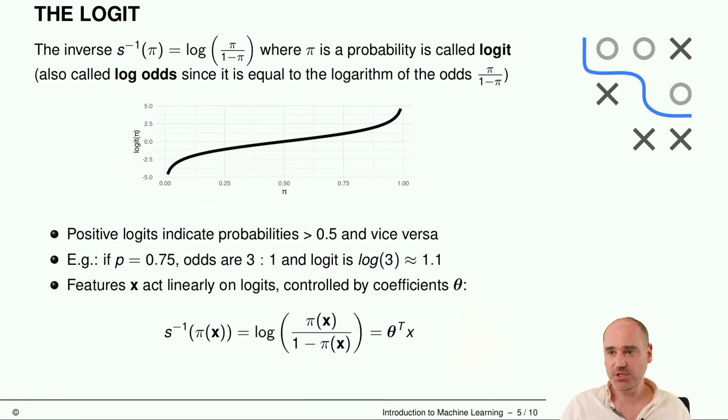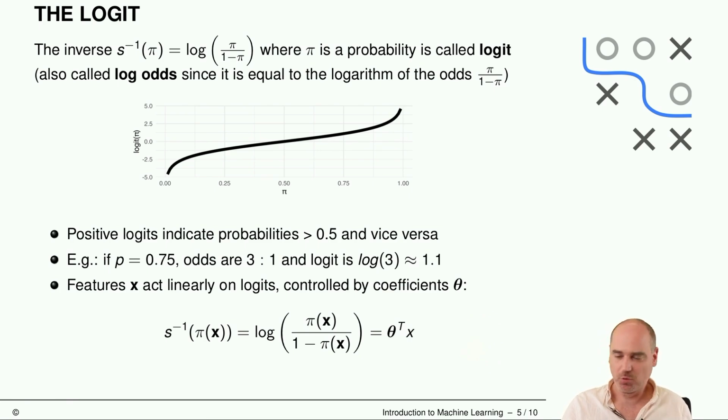There's also the inverse of the logistic function. That is usually called the logit. So you can also easily write down how this inverse function would look. So this is log of pi divided by 1 minus pi. And some people also call that the log odds, because the odds are pi divided by 1 minus pi. So that's the probability for the positive class divided by the counter probability. Okay, positive logits indicate probabilities larger than 50%.